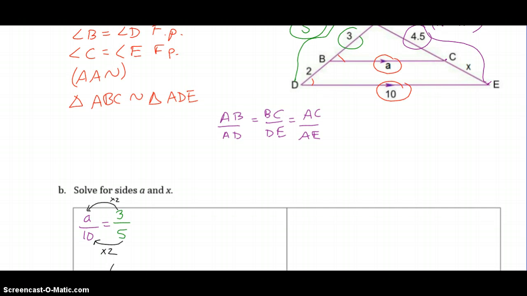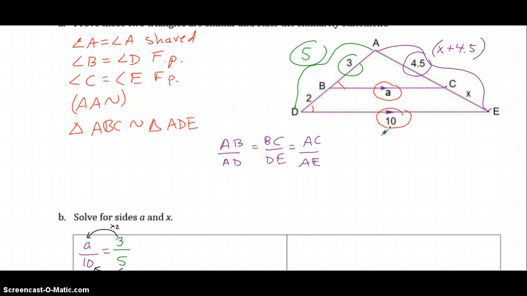For the next one, X, this one is where it gets fun. So again, we can grab our two ratios. So our green ratio I have already. That one's 3 over 5, small triangle over big triangle. So I have to do the same thing over here. Small triangle is 4.5 over big triangle, which is x plus 4.5.